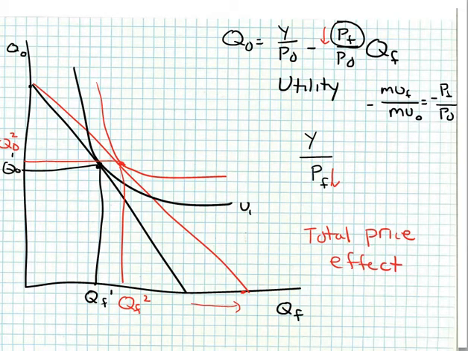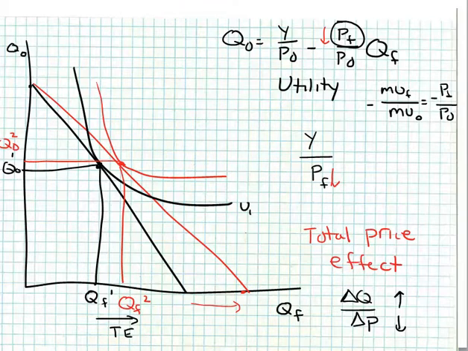The total price effect says what happens to the quantity of food purchased, or a change in quantity given a change in price. And in this case, as price went down, quantity went up. Later, we're going to see that we can decompose this total effect into something called a substitution and an income effect, but we're not there yet. So we will get there in the next video.